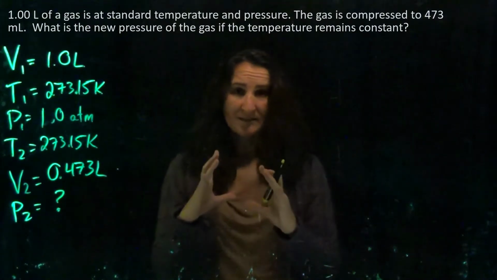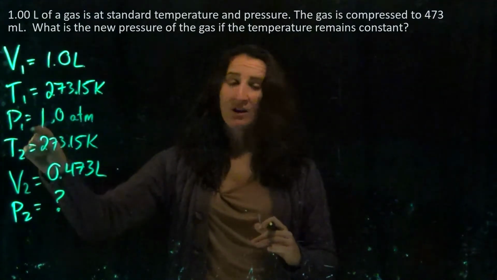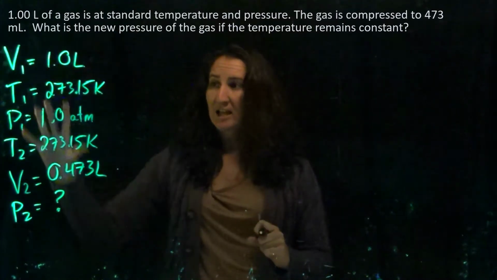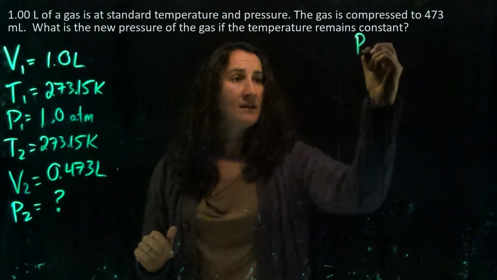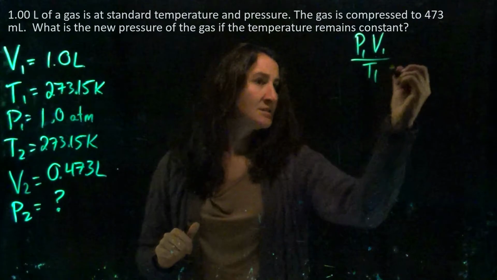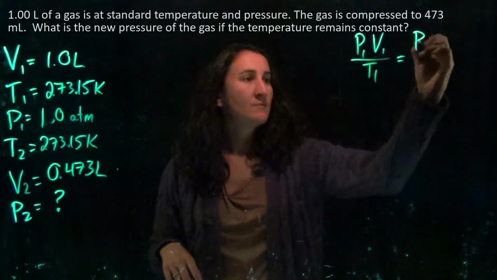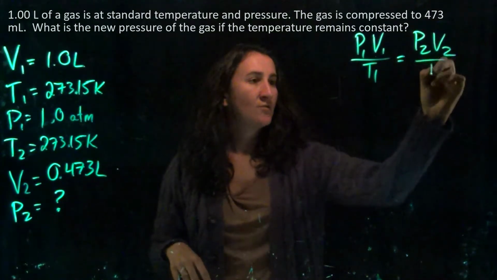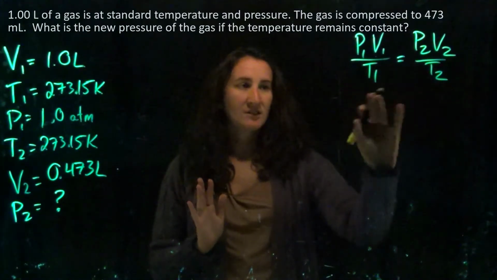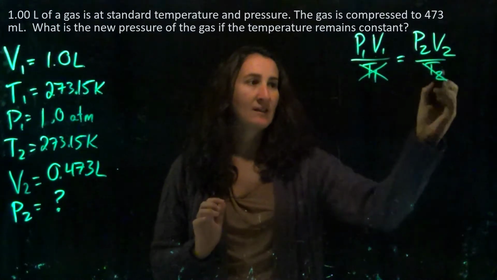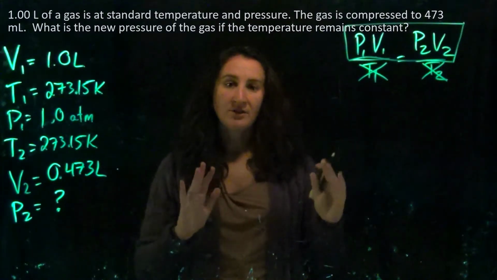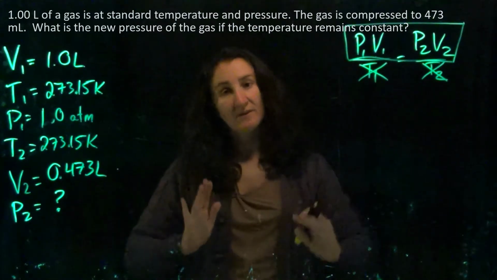And common sense says it should be bigger than what it started out at, of 1.0 atmospheres. So what equation can I use? I could use my big combined gas law, P1 V1 over T1 equals P2 V2 over T2, but my temperatures are constant, so they're going to cancel each other out. It's like having the same thing on both sides of the equation. So really, I'm just going to use this equation here. Pressure times volume equals the new pressure times the new volume.